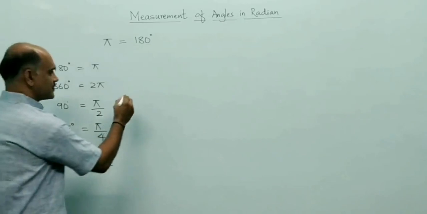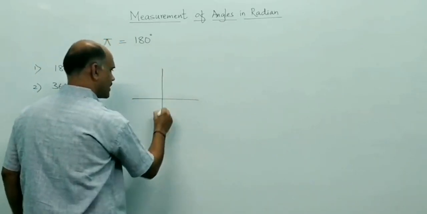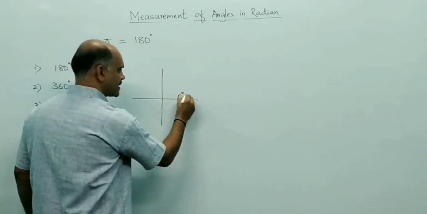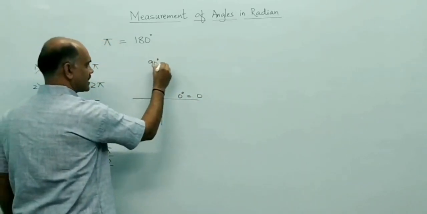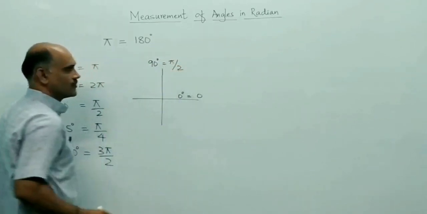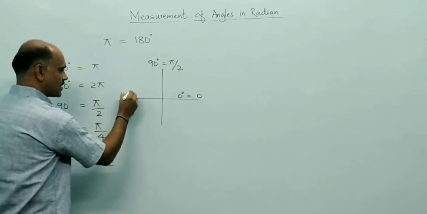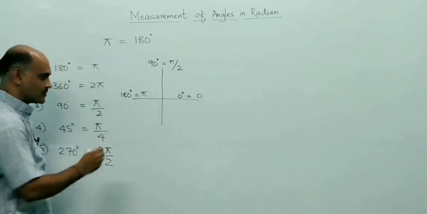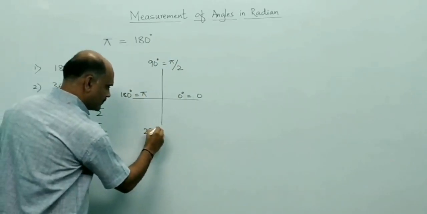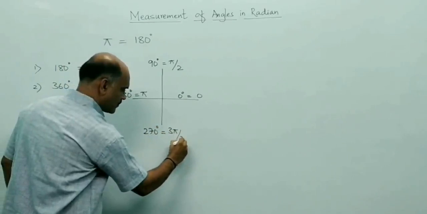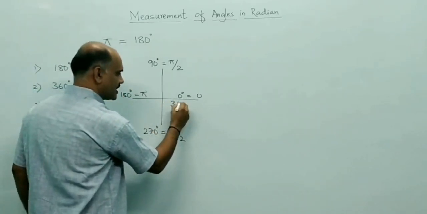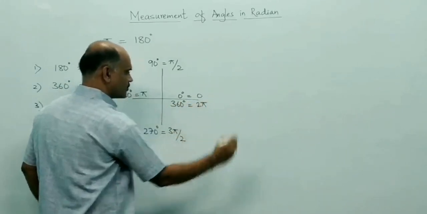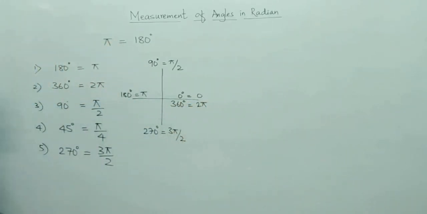Clear? So you can remember on the axes: 0 degrees is 0 radian, 90 degrees is pi by 2, 180 degrees is pi, 270 degrees is 3 pi by 2, and again if you come here, 360 degrees is 2 pi. So this is the first hint.